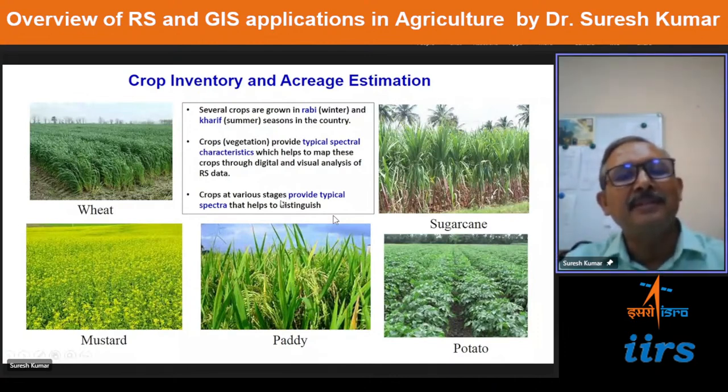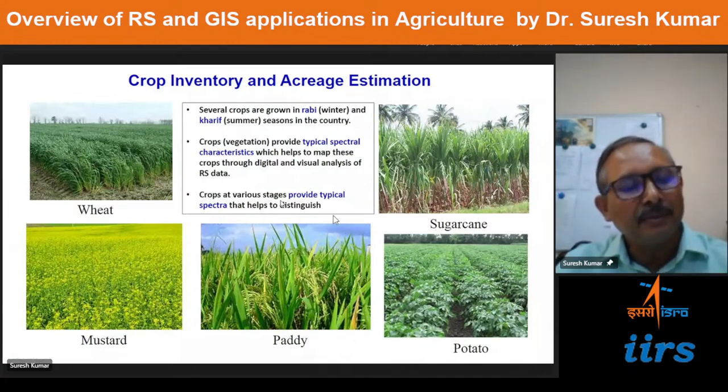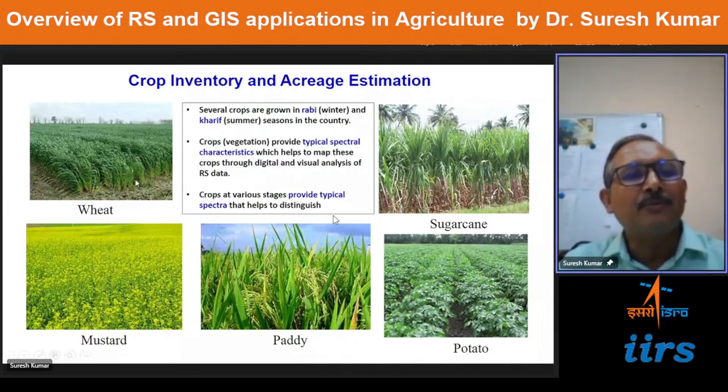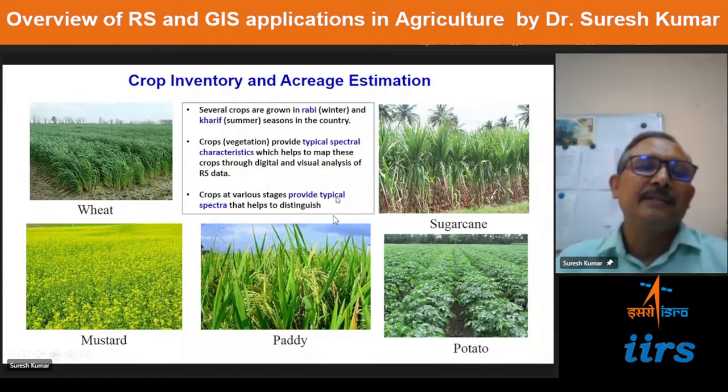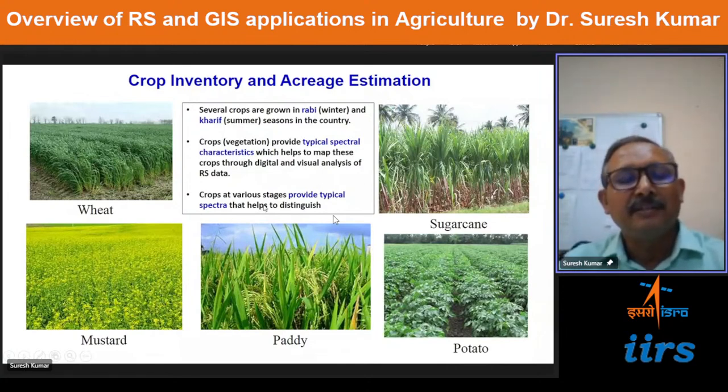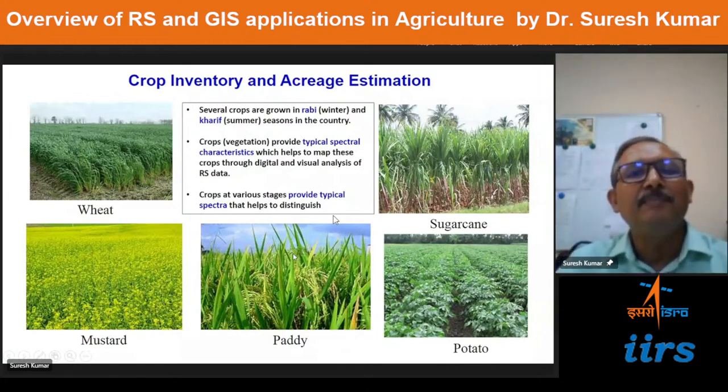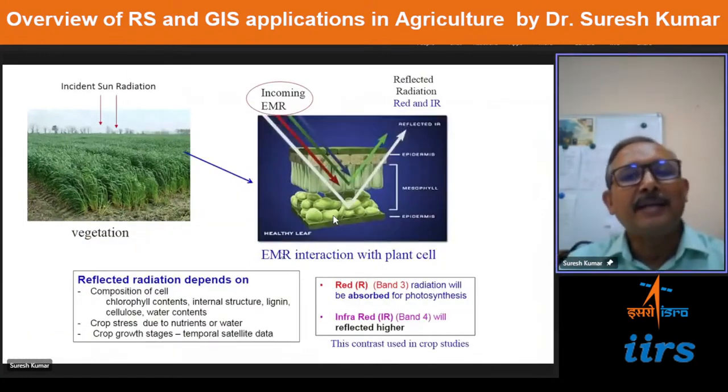Sometimes crops at one stage, 2 crops at one time, appear the same, but at different stages they appear different, or they give different spectral characteristics. That also helps us in mapping crop type. How does it happen? Just to show you the science of that, you see the sun radiation is falling on your field crop, for example paddy.